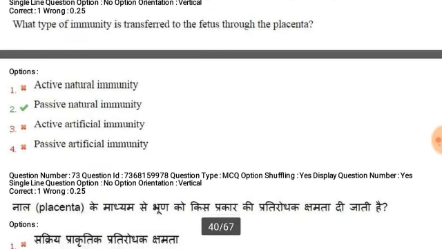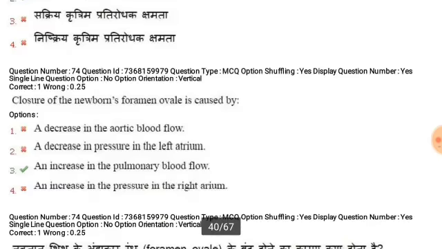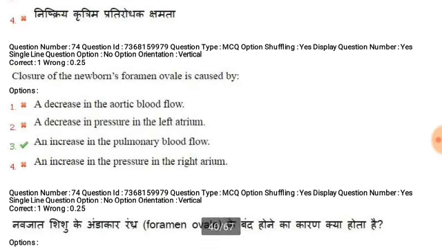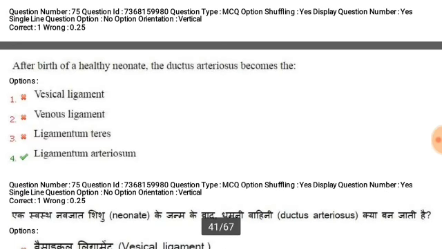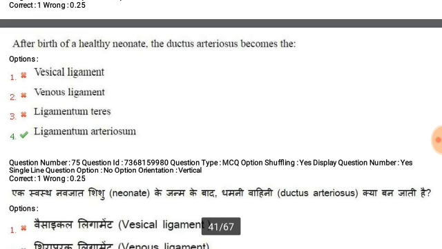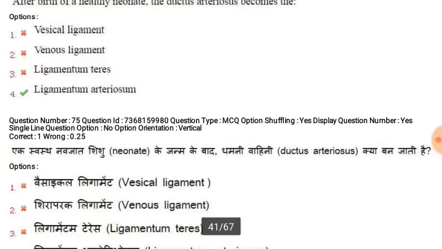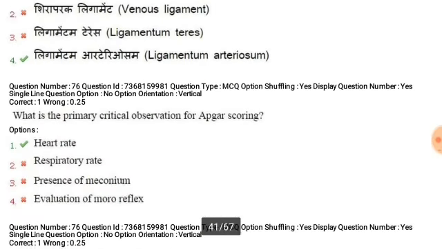Next one, what type of immunity is transferred to the fetus through the placenta? That is passive natural immunity. Next one, closure of the newborn's foramen ovale is caused by, the answer is third one, an increase in pulmonary blood flow. Next one, 75. After the birth of a healthy neonate, the ductus arteriosus becomes the, answer is 4th one, ligamentum arteriosum.